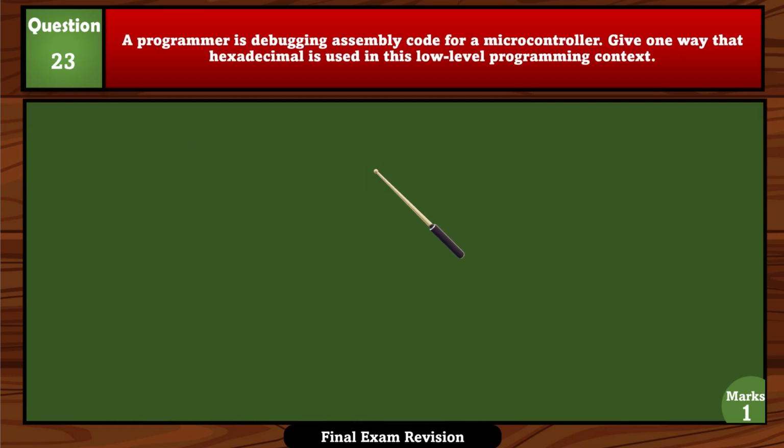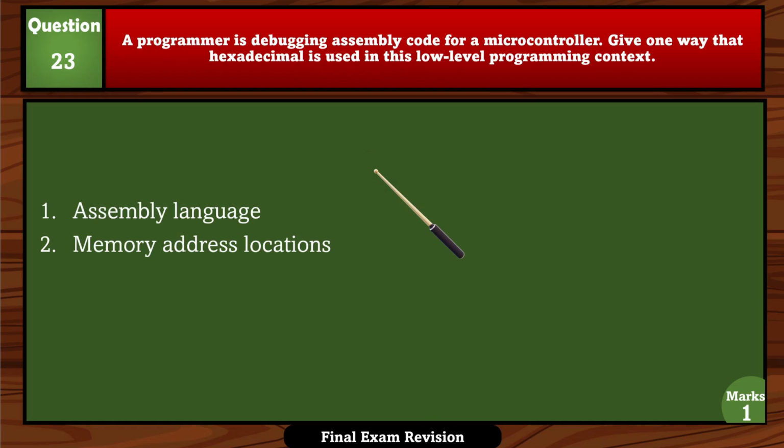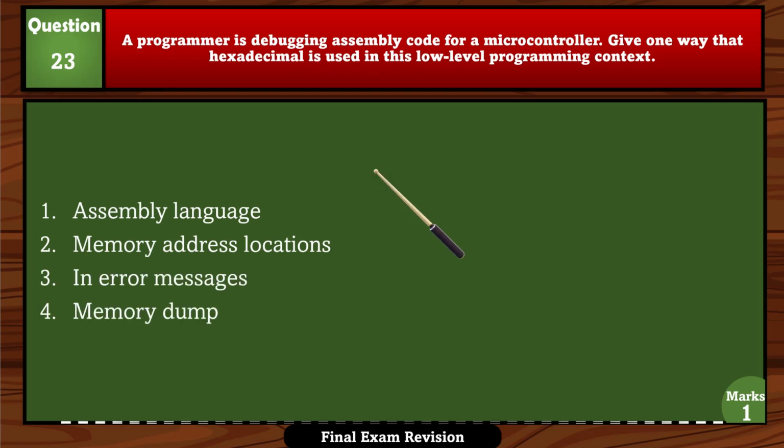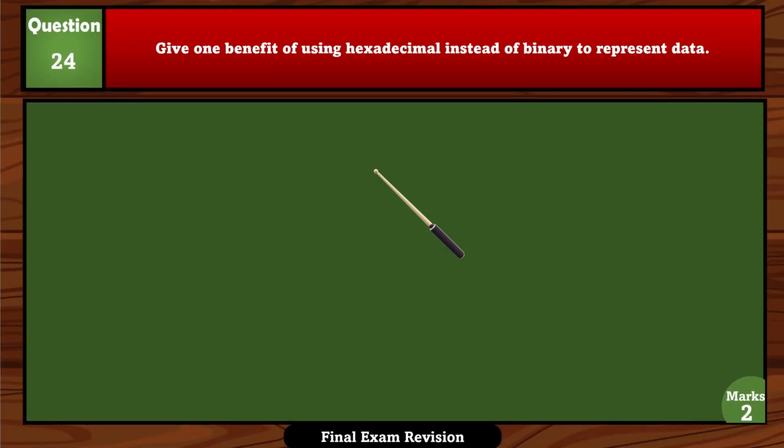Okay. Question 23. A programmer is debugging assembly code for a microcontroller. Give one way that hexadecimal is used in this low-level programming context. So here we can see it's used in assembly language, it's used in memory address locations, in error messages, in memory dumps.